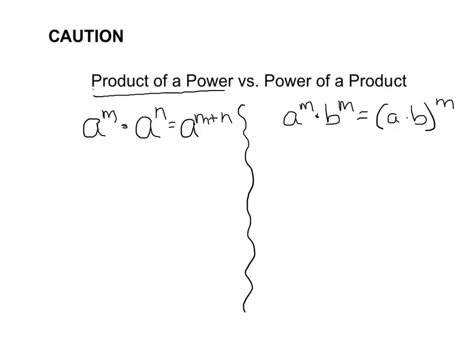So in my product of a power, I am multiplying two numbers that have the same base to a power. With my power of a product, I have a product, and now I am going to be looking at my power. So just make sure that you are paying attention to the wording of the property.